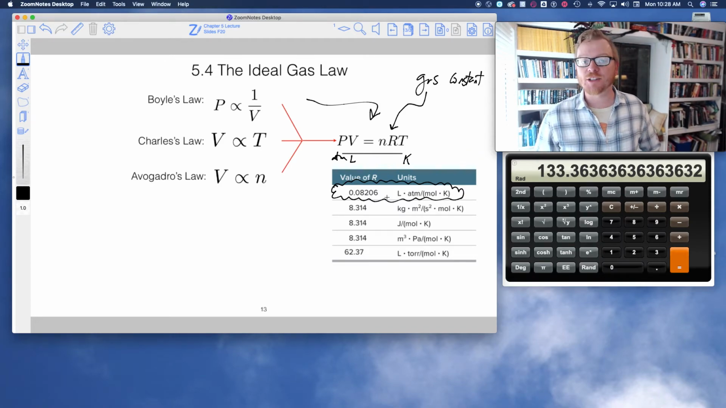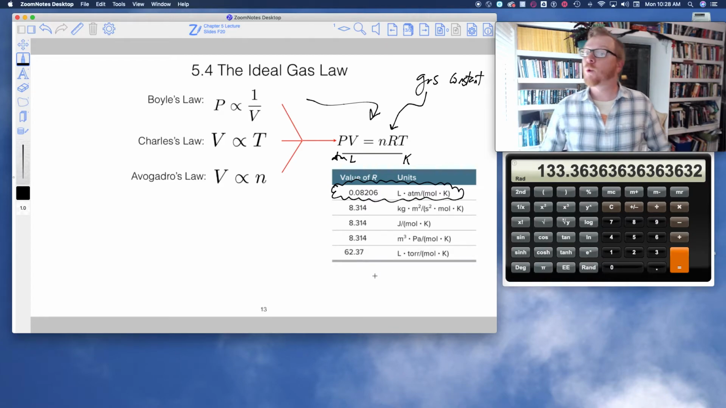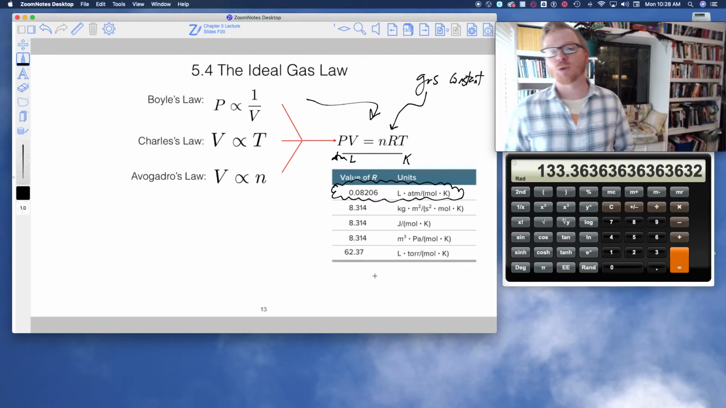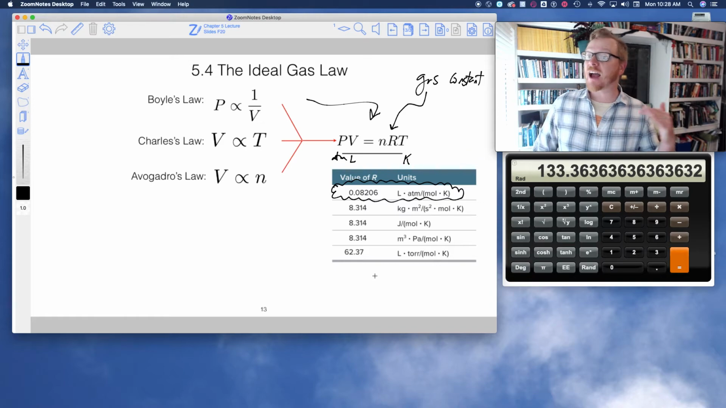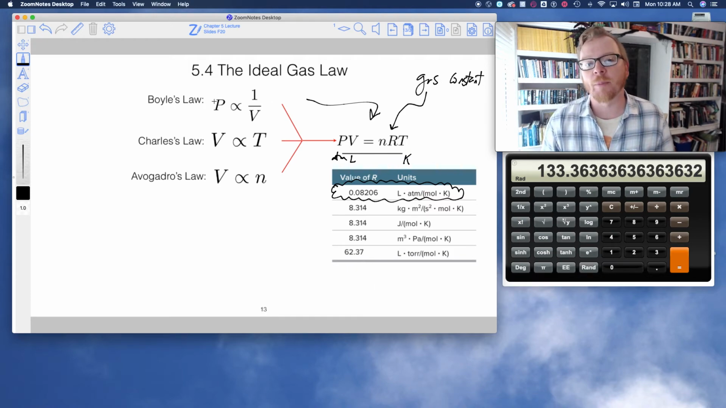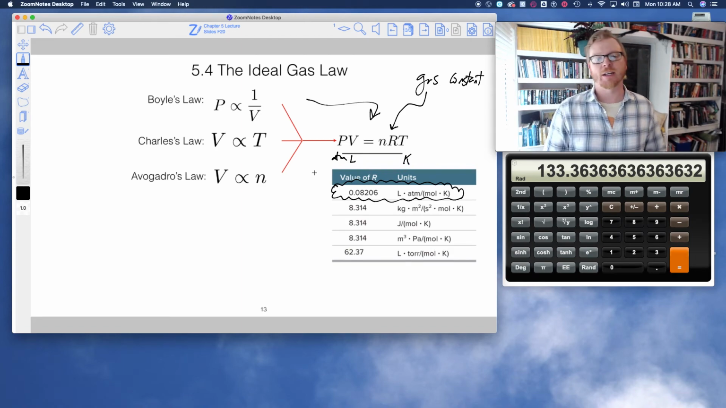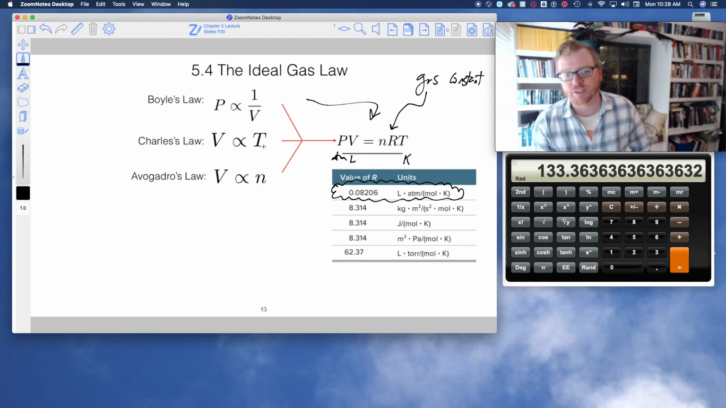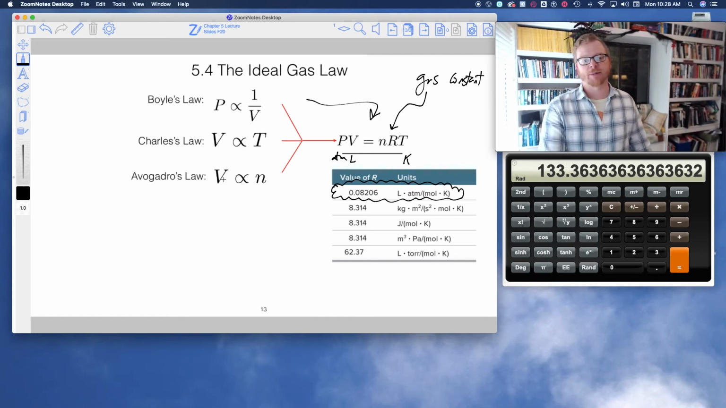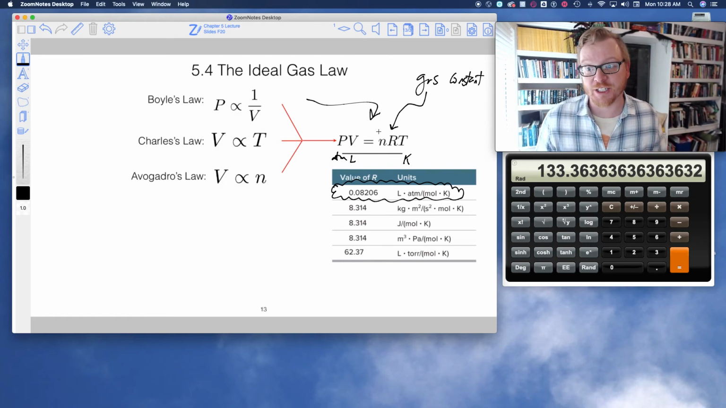And so now with this ideal gas law, PV equals nRT, we can calculate what's going to happen to our gas if any of these 4 things change. So notice in all those other laws, it was like, okay, Boyle's law, pressure is inversely proportional to volume if temperature is constant. Volume is directly proportional to temperature if pressure is constant. Volume is proportional to moles if pressure and temperature are constant. Well, in the ideal gas law, all of the things are free to change, okay?